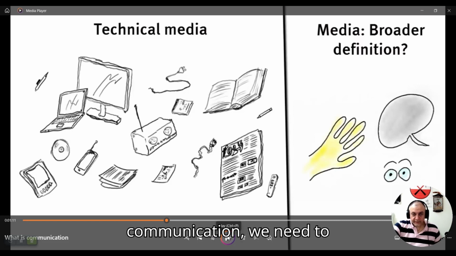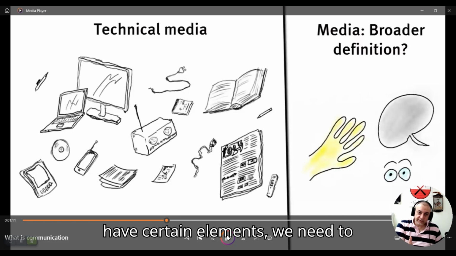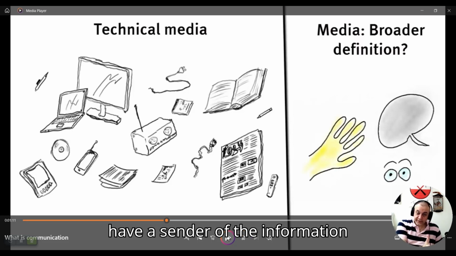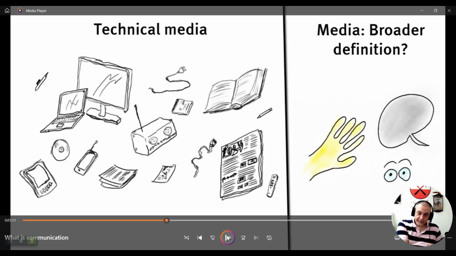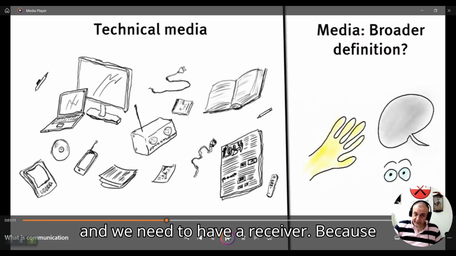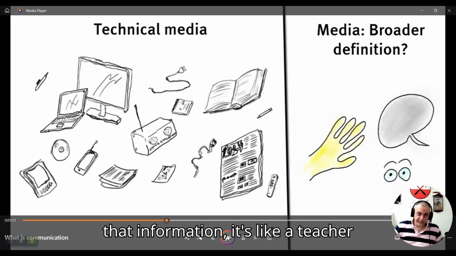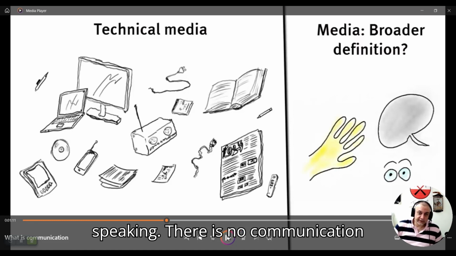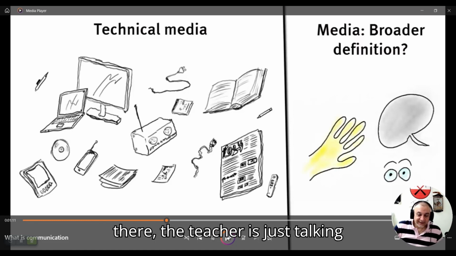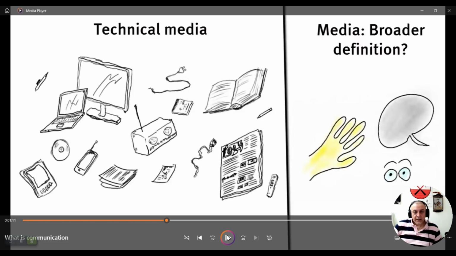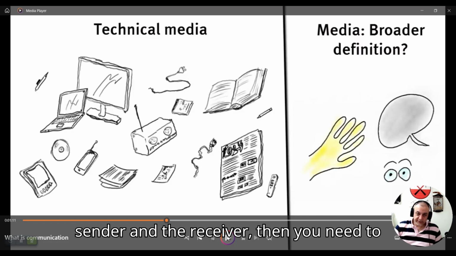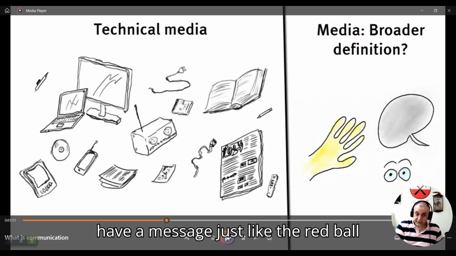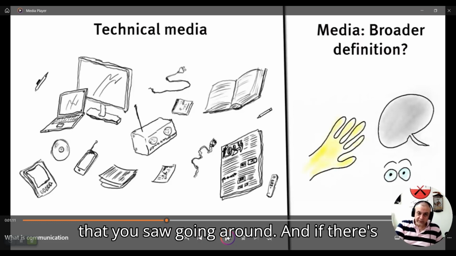So to have a communication, we need to have certain elements. We need to have a sender of the information, and we need to have a receiver, because if there's a sender and nobody receives that information, it's like a teacher coming to an empty classroom and speaking. There is no communication there. The teacher is just talking. And once you have the sender and the receiver, then you need to have a message, just like the red ball that you saw going around.